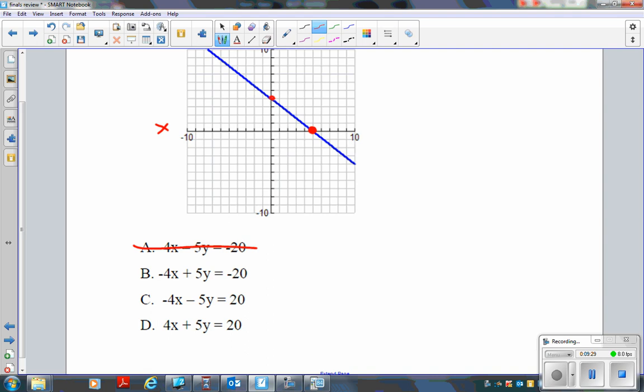Let's try this one. Let's hide the x. If you divide by 5 on both sides, y is -4. And y is not -4. So it's not B either. Let's try D. If you hide the 5y and divide by 4, x equals 5, which is correct. And then after you hide the x, you hide the y. Divide by 5, y equals +4. That is also correct. The answer is D.